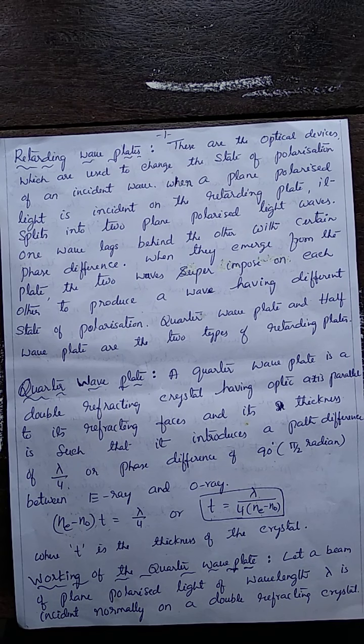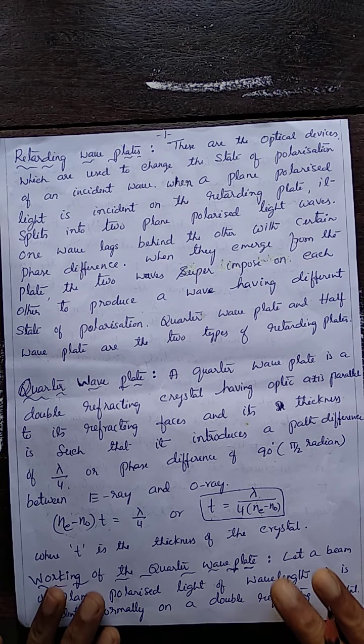So retarding plates are also plates which are prepared from such double refracting crystals with optic axis parallel to their refracting faces. The path difference introduced between E ray and O ray after emergence depends on the thickness of that crystal. Retarding wave plates introduce a definite, required path difference between E ray and O ray. There are two types of retarding wave plates, quarter wave plate and half wave plate.